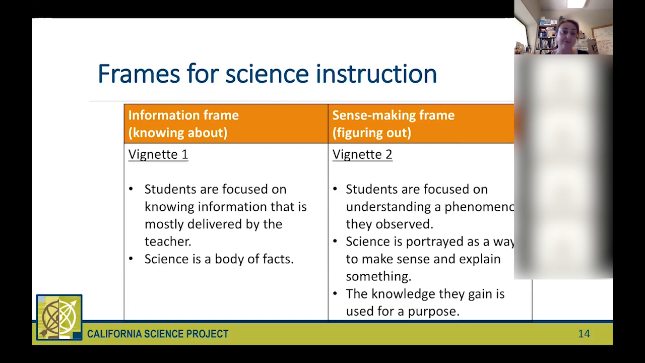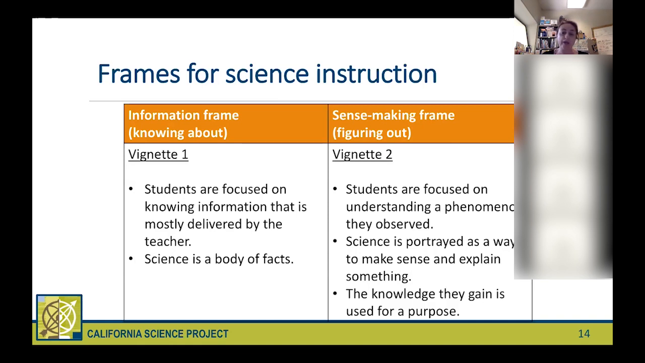So in this information frame, vignette 1, students are focused on learning information that is delivered to them by somebody. And so science, if we are only doing that, the information delivery frame, is a body of ideas that somebody created, and every question has an answer at the back of the book.